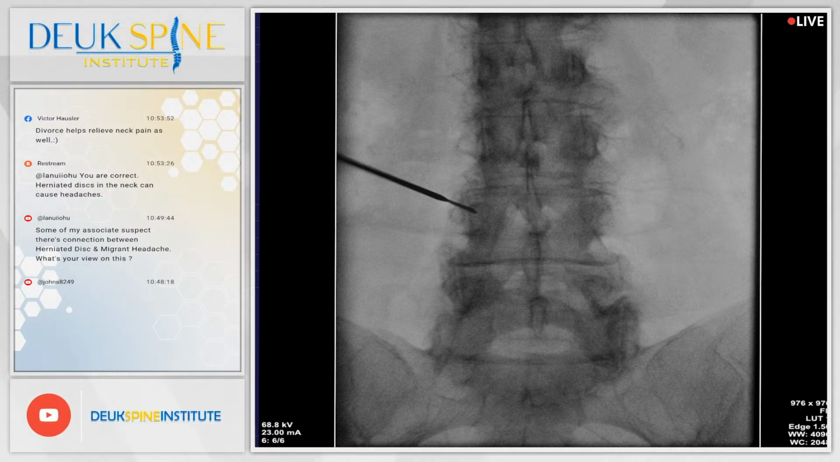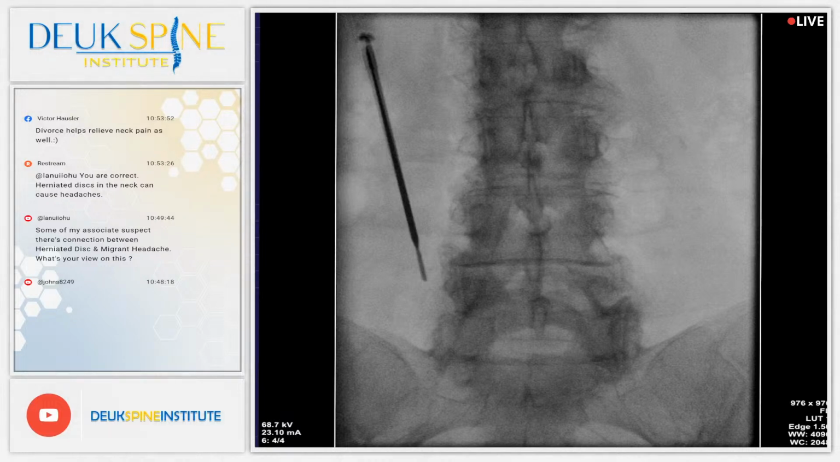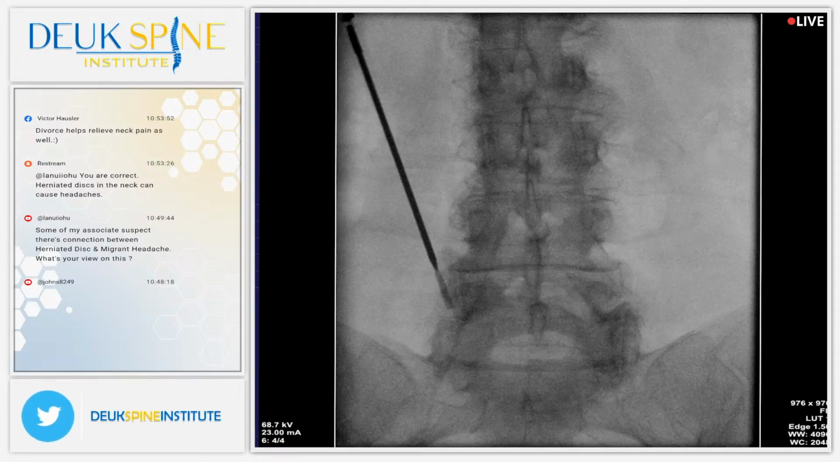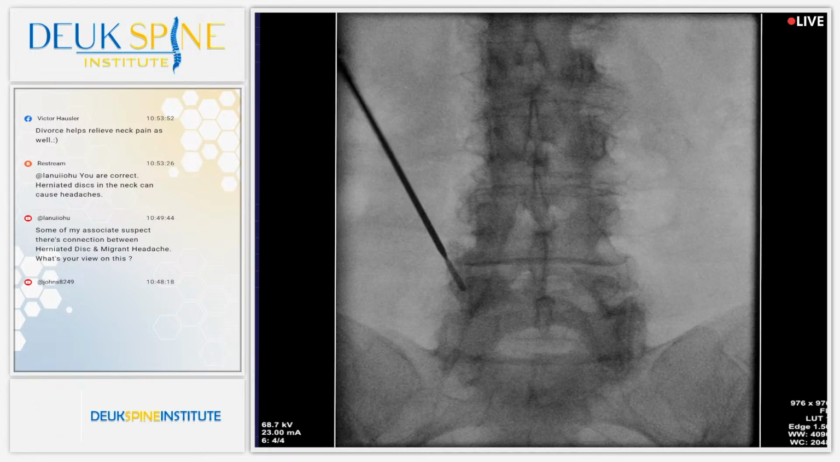Have we shown the audience how the Deuk plasma rhizotomy is done to get rid of facetogenic lower back pain? Yes, we have. We did the source of facetogenic pain, and we did another animation on how the Deuk plasma rhizotomy works. I don't remember doing the second video, did we? No, we did not do a second video on how we cure it. We can play that now if you'd like. I think that's a great idea. Let's do that.